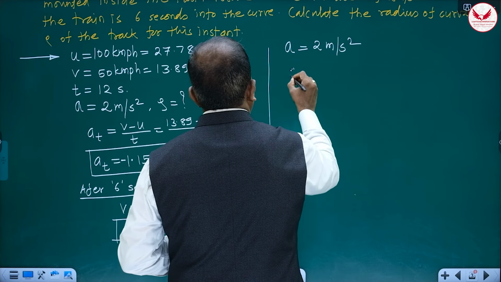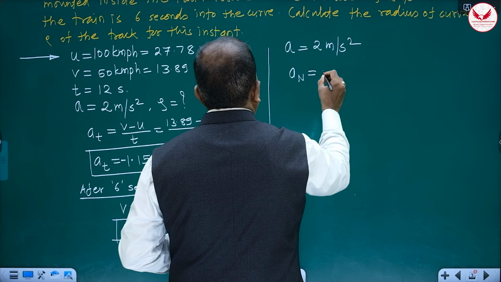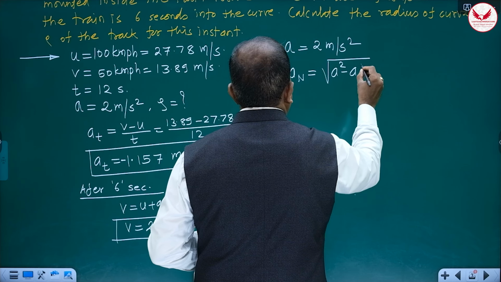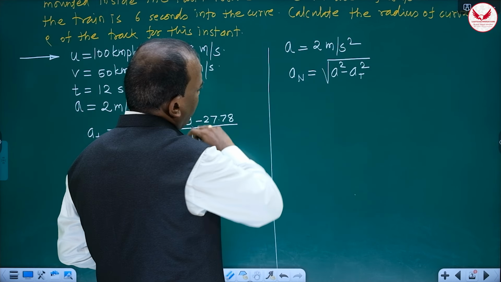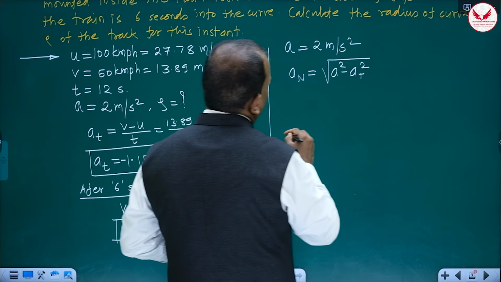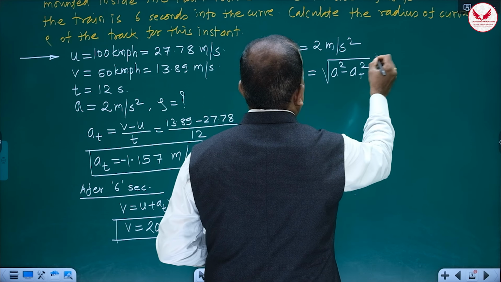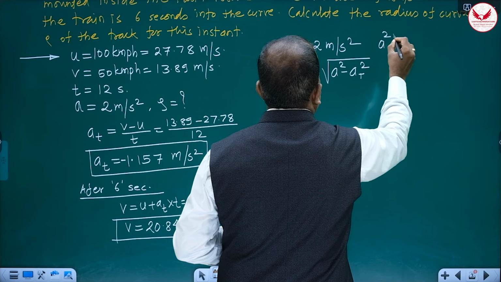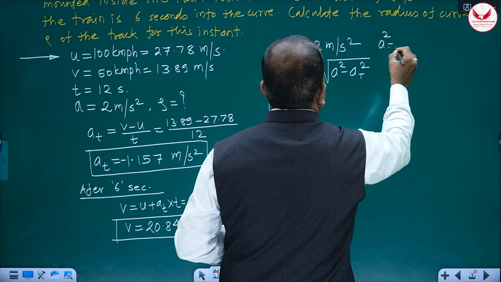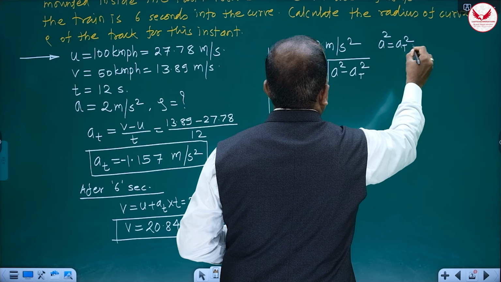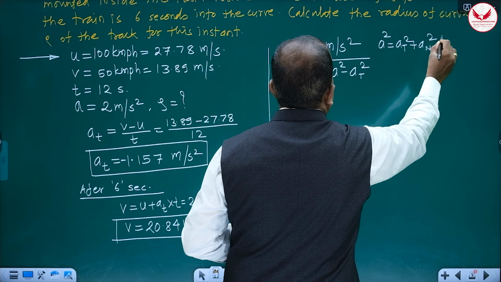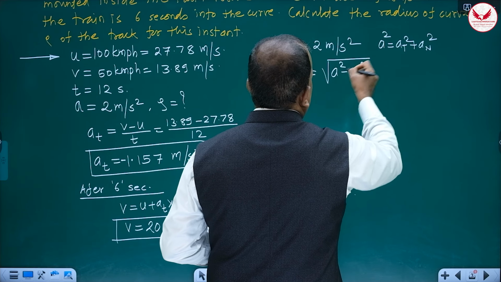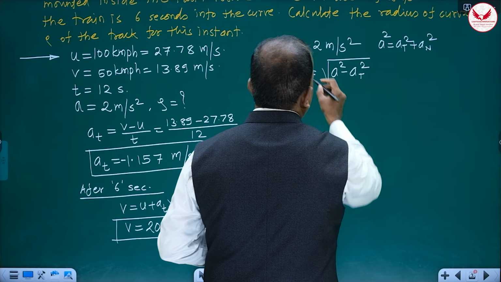Then what will be An? An is going to be under root A square minus AT square. Actually, A square is equal to AT square plus An square. From this, you will get this equation. Or you can write A square is equal to AT square plus An square, which means An square is equal to A square minus AT square, and An means its root.